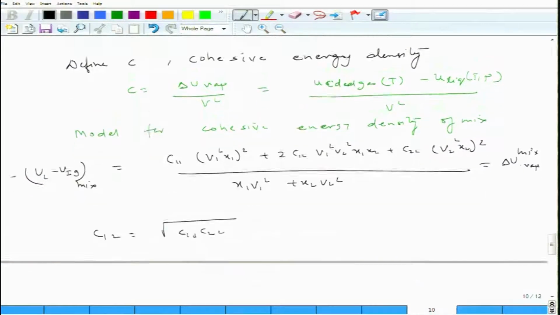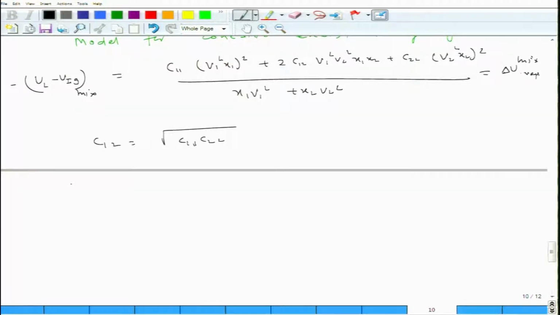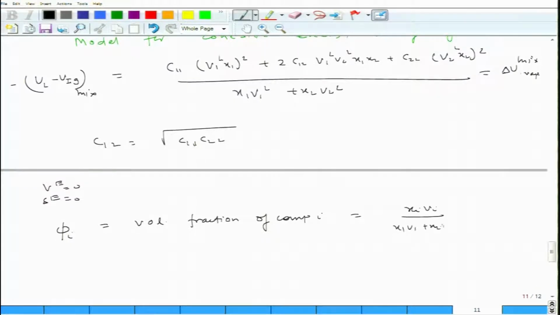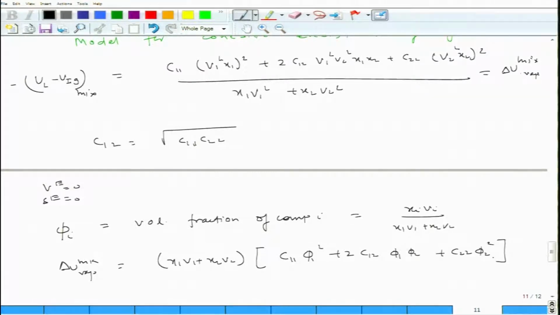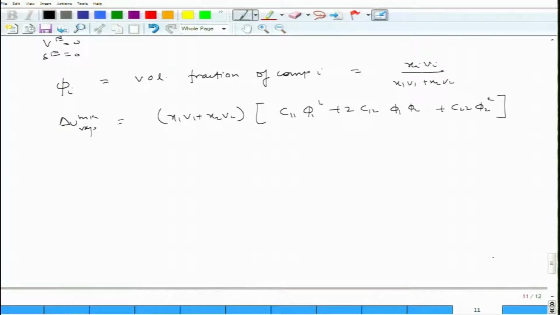Now, this can be further simplified. One of the important things in this case is that we have considered Vx to be 0 and Sx is of course 0, remember that. In order to simplify, we define a term called volume fraction of component i, which is phi i equal to xi Vi divided by x1 V1 plus x2 V2. With this, your delta U mix is x1 V1 plus x2 V2 times C11 phi 1 square plus 2 C12 phi 1 phi 2 plus C22 phi 2 square. So, this is the expression we have.